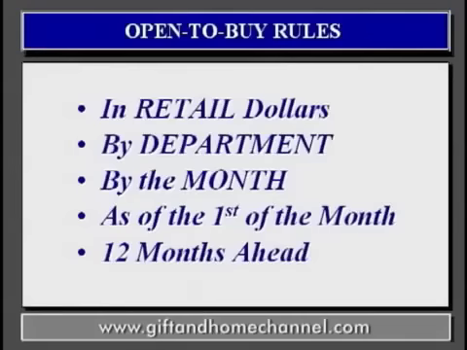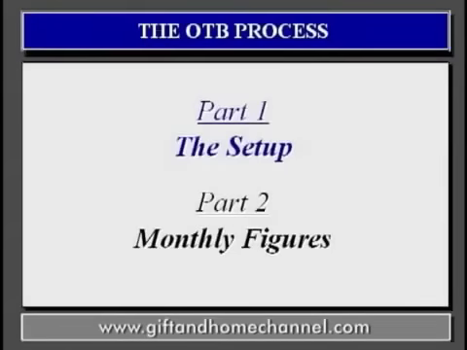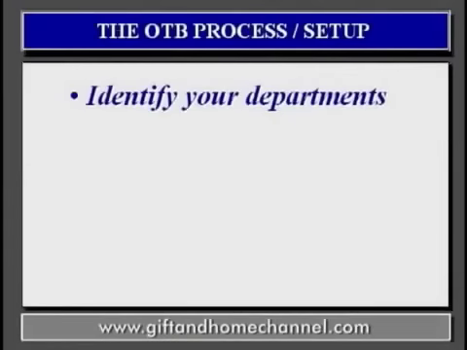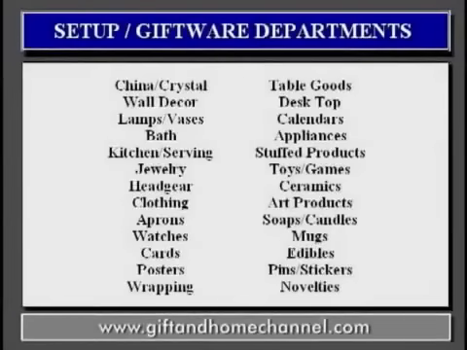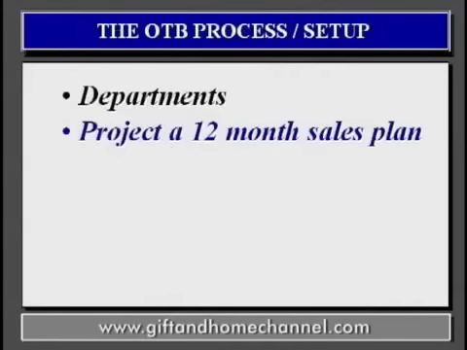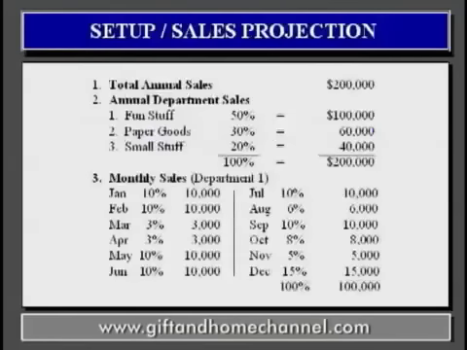The open-to-buy process is divided into two halves. We began talking about the setup last segment, identifying your departments. We showed you a list of departments to indicate that we don't get down to the item or vendor level, but we want to be defined enough so that you have good information when you go out into the marketplace. And then we need to project a 12-month sales plan in each merchandise category for the next 12 months. And we showed you how to do that using percentages or past history.